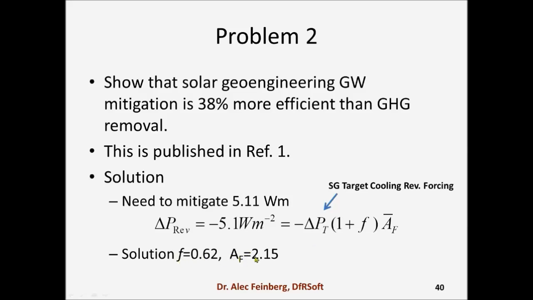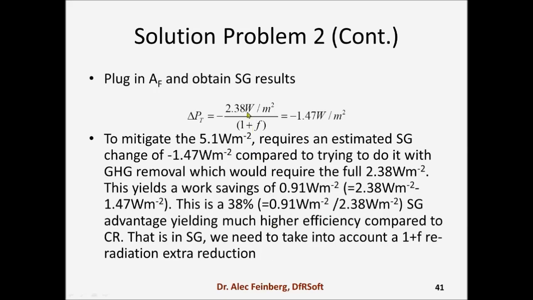Now let's put in first the feedback number, because I want to do that to make a specific comparison. So we put in the feedback number, we get about 2.38 watts per meter squared divided by 1 plus F. We put in the 1 plus F and we come down to 1.47. So what does this mean? It means that to mitigate 5.1 watts per meter squared, the 1.47 is what we have to reverse with this reflecting away to end up equating to 5.1 watts per meter squared.